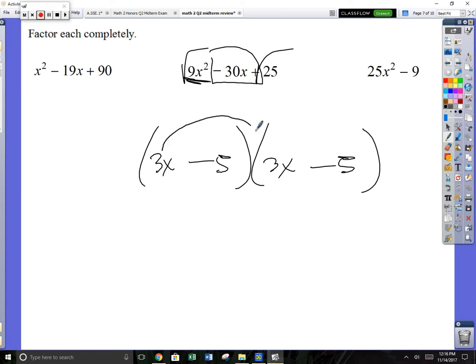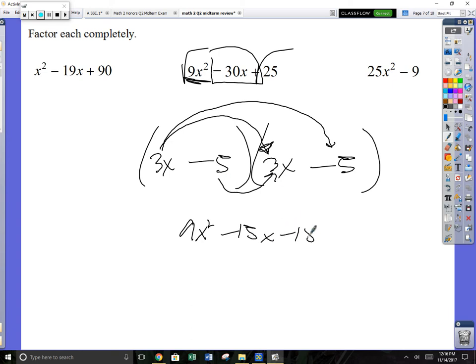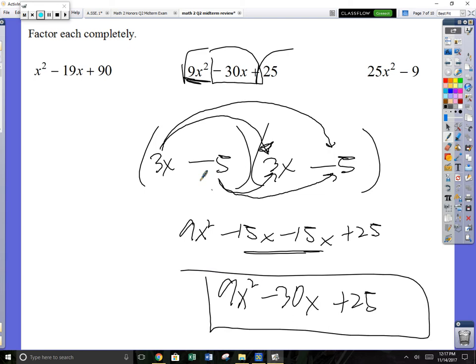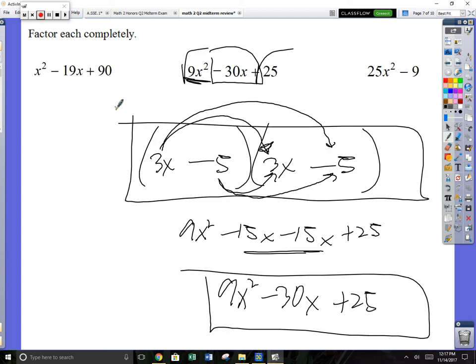And let's check it real quick. 3x times 3x, that does create the 9x squared. 3x times a minus 5, that creates a minus 15x. Minus 5 times 3x creates a minus 15x. And a minus 5 times a minus 5 creates a 25. And now I'll combine these, and we've got 9x squared, minus 15 minus 15 is minus 30, and we're back to where we started. So that's it. That'll work. Those are the two factors.